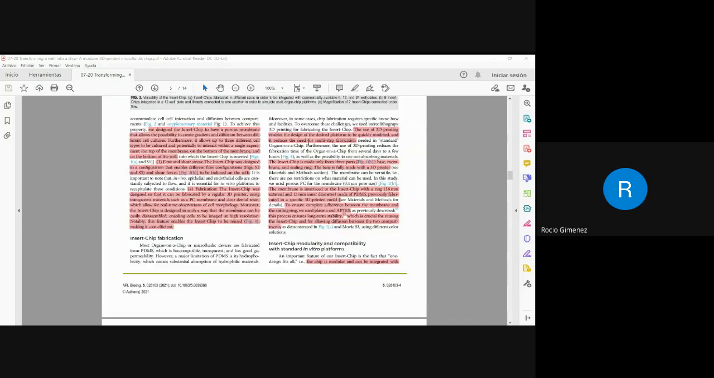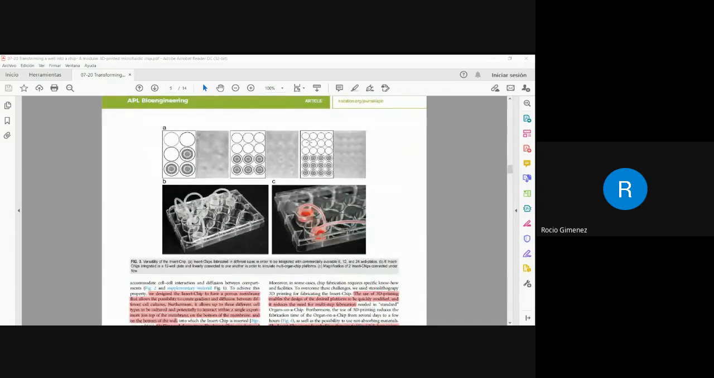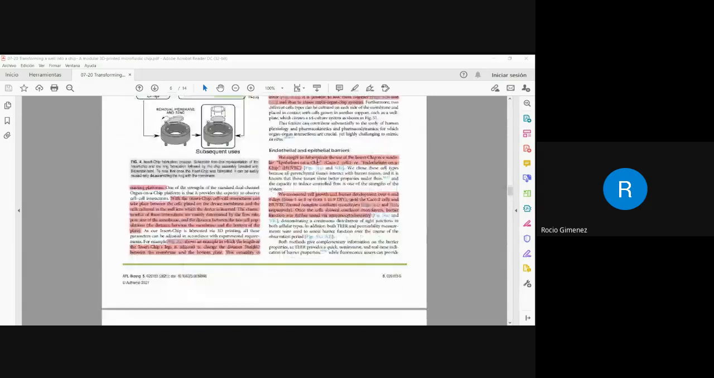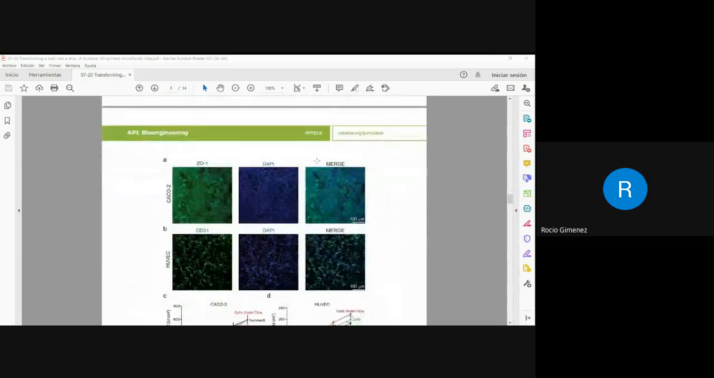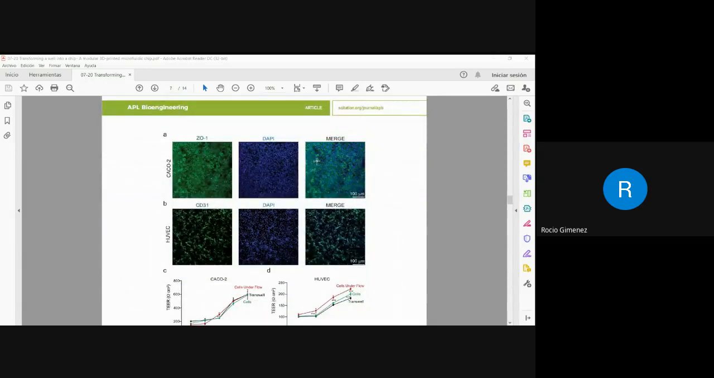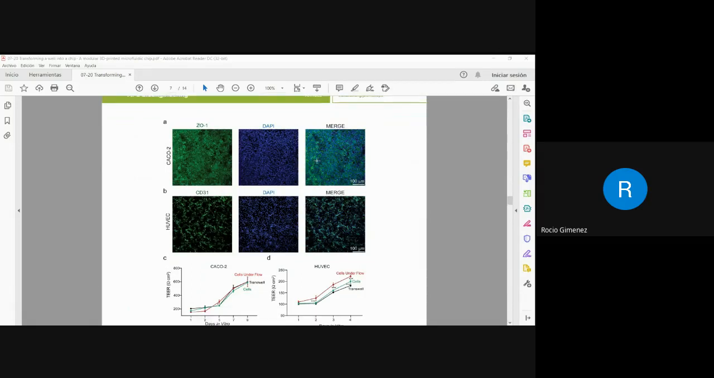So the chip is modular and can be integrated with existing platforms, and the versatility is especially important for controlling the diffusion, material gradient, and shear forces between the upper and the lower compartments. Moreover, multiple insert chips can be placed next to each other to create multi-organ chip systems. They also sought to demonstrate the use of the insert chip as a modular epithelium on a chip and endothelium on a chip, and they monitored cell growth and barrier development over 4 and 9 days until the cells formed complete confluent monolayers, and the barrier function was further tested via immunocytochemistry.